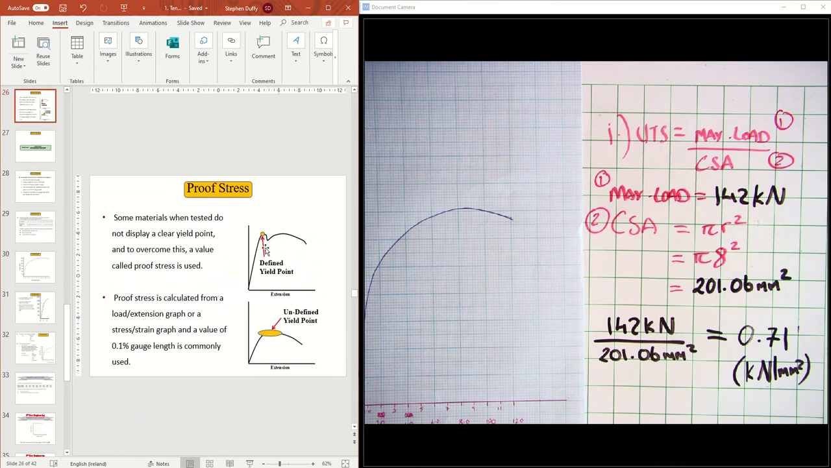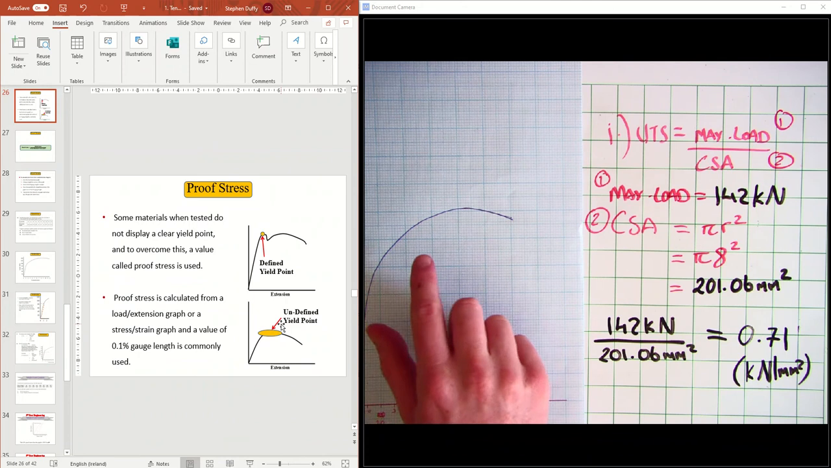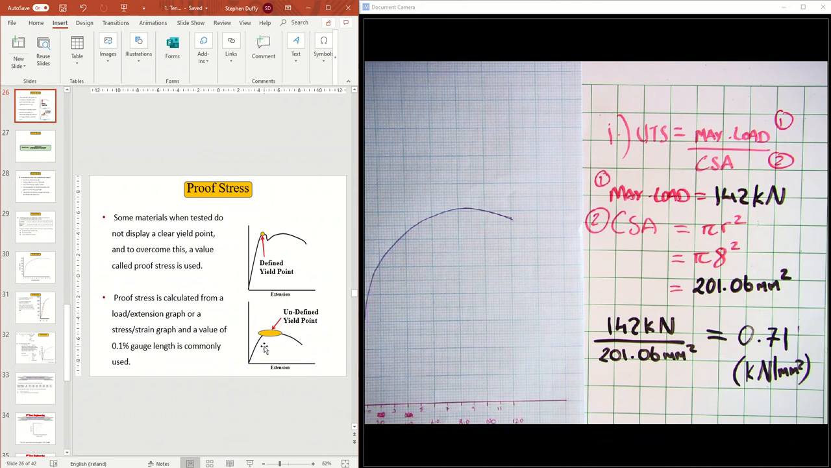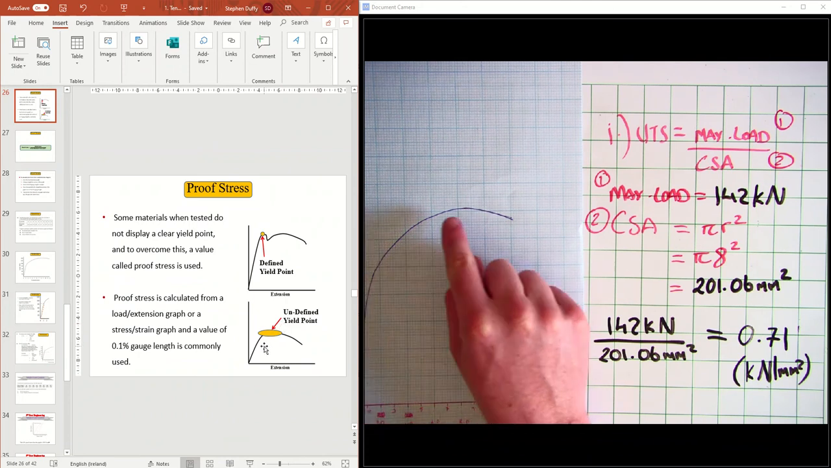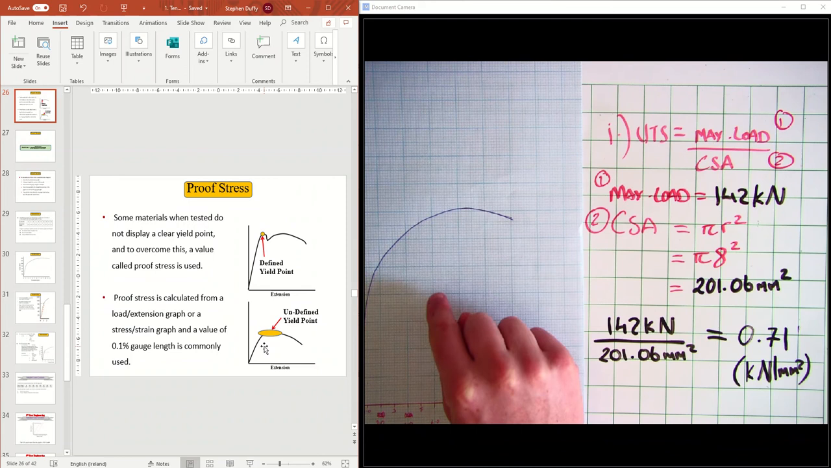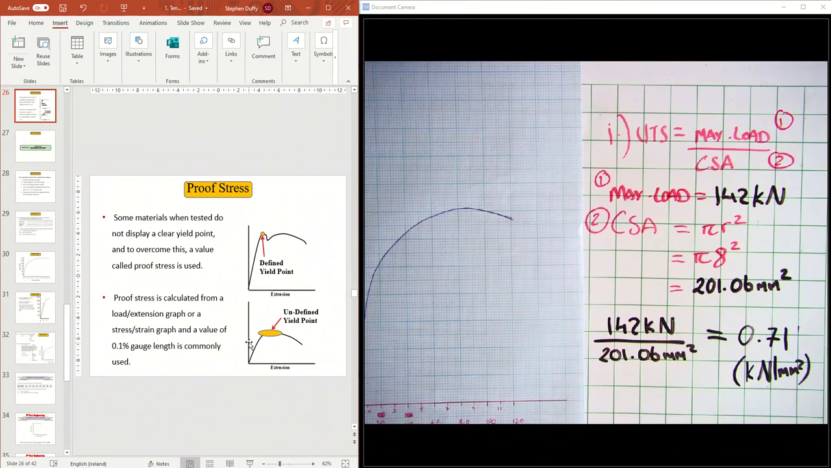This is one for cast iron. Cast iron has a defined yield point. It has an upper and a lower point, so it's easy to see. But like in this example here, and in our own graph, there's no defined yield point, so it's one smooth continuous curve rather than a bend coming in it. So we need to find the yield point.